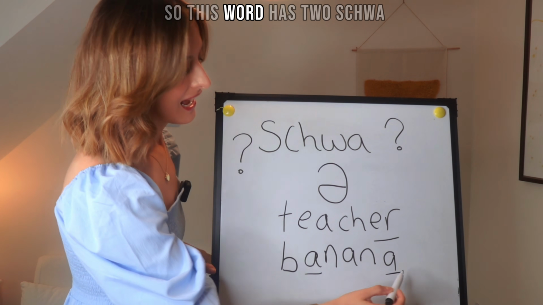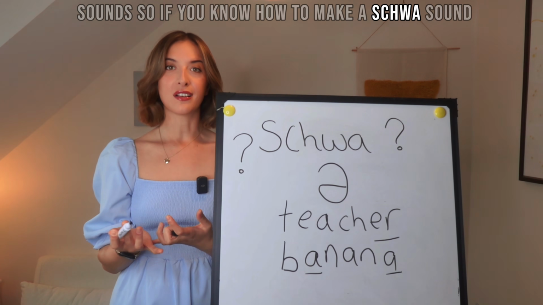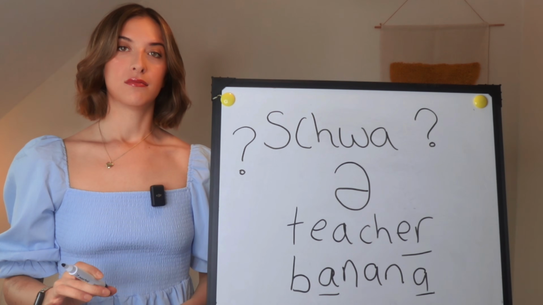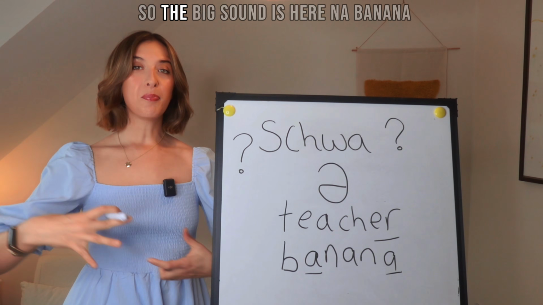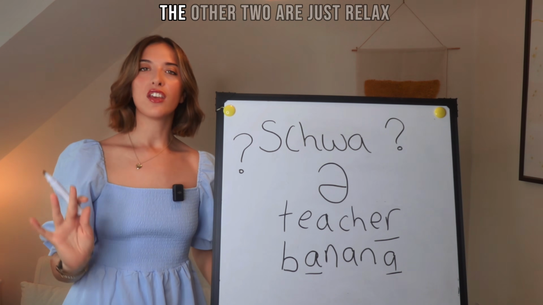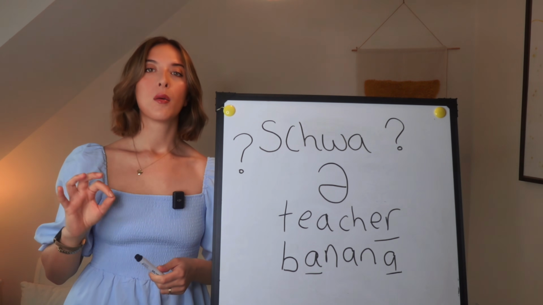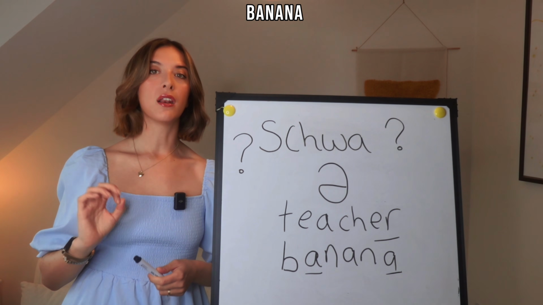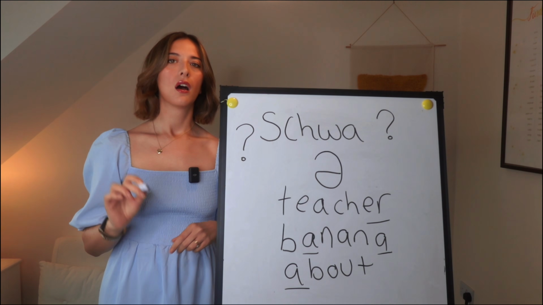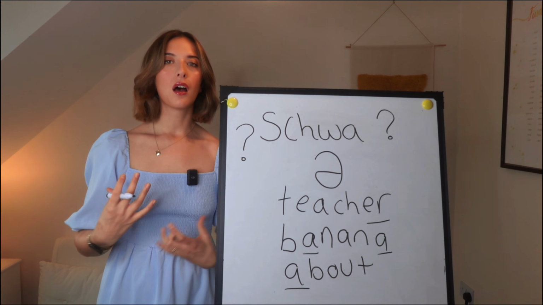So this word has two schwa sounds. So if you know how to make a schwa sound, you should be able to do this correctly. Banana. So the big sound is here, na, bana. The other two are just relax, relax the mouth, relax the lips. Banana. And finally, what about this one? About. Not about.